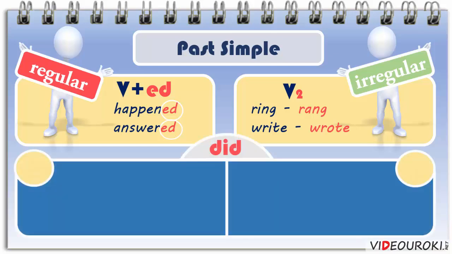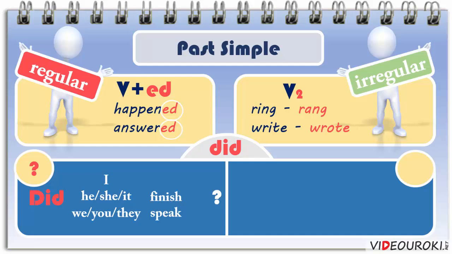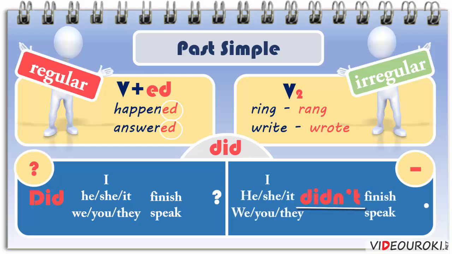We form questions and negations with the help of the auxiliary verb did. To make a question, we put did before the subject. Did he finish his homework? Or did he speak at the lesson? And we form negations by putting not after did: did not, or didn't for short. He didn't finish, or he didn't speak. Remember, in questions and negations we take the first form of the verb.